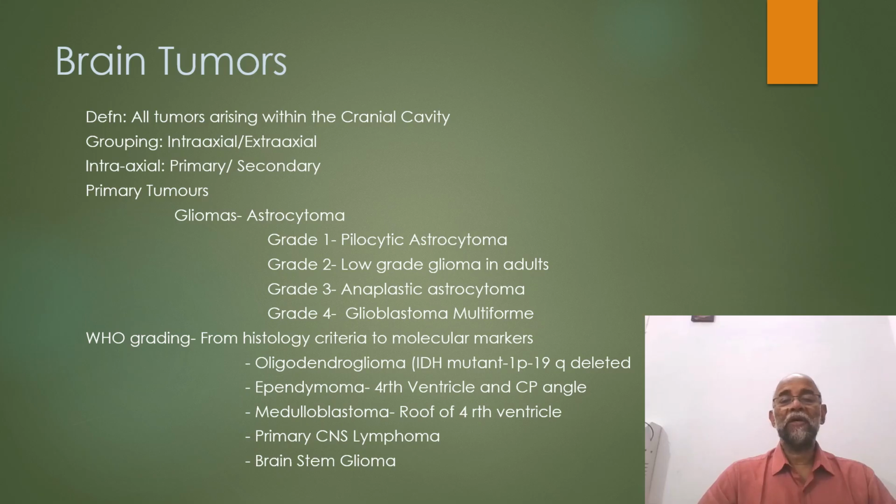Ependymomas arise from the fourth ventricle and may extend into the CP angle, and can be found in other locations also. Medulloblastomas have a bimodal peak, but are more common in children, and arise from the roof of the fourth ventricle. Primary CNS lymphomas and brainstem gliomas are also intraaxial tumors.